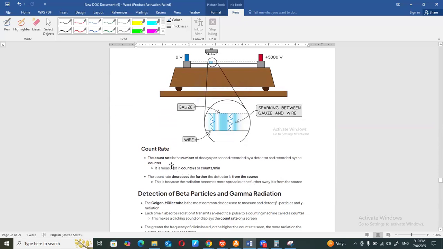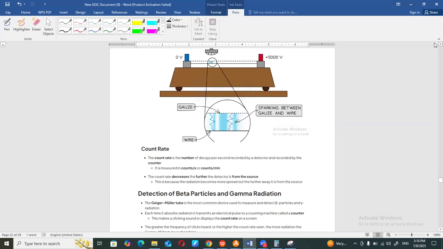Now remember that count rate is the number of decays per second recorded by the detector or recorded by the counter. So count per second or count per minute is a unit. The count rate decreases the further the detector is from the source. It's very simple. The further the detector is from the source, the more the count rate will be reduced. Count rate means the number of counts reduces as time progresses because it's continuously decaying, right? So how to detect beta radiation?